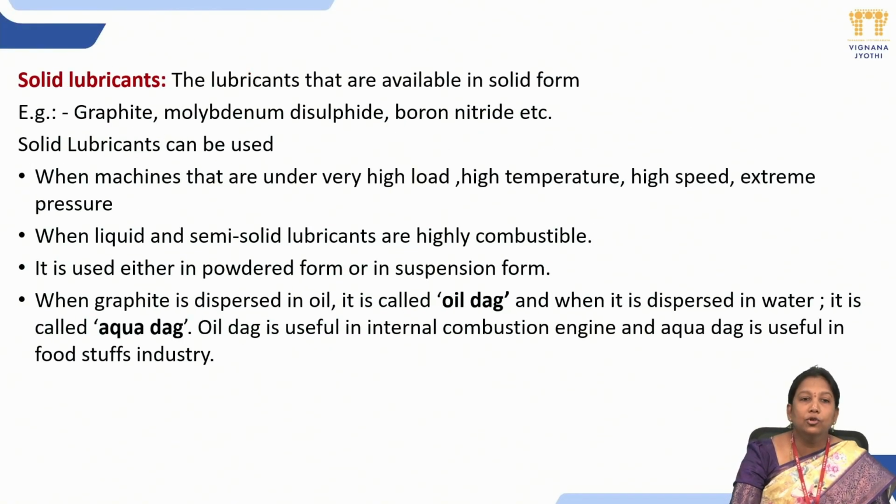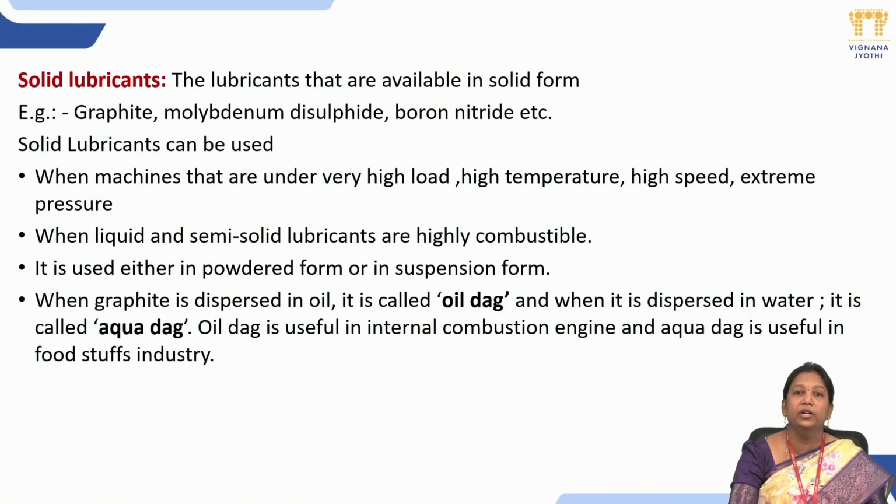Then comes the solid lubricants. So we have a number of liquid lubricants and greases also, which are applicable to most of the applications. But the lubricants that are available in the solid form come under these solid lubricants, where graphite, molybdenum disulfide, boron nitride are the best examples. And these solid lubricants are mainly used in extreme cases.